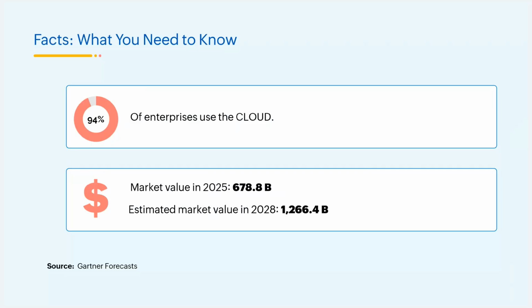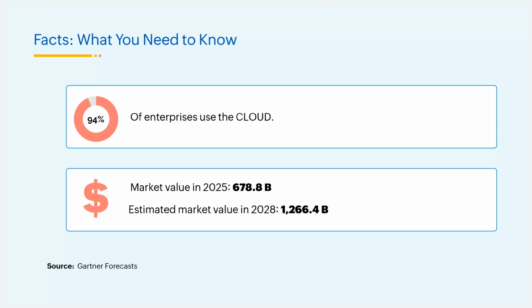So next, let's look at some key industry insights. 24% of enterprises are using the cloud. So this tells us that cloud adoption is no longer a trend, it's the standard. Businesses across industries are moving their operations, applications, and infrastructure to the cloud for scalability, flexibility, and cost efficiency.